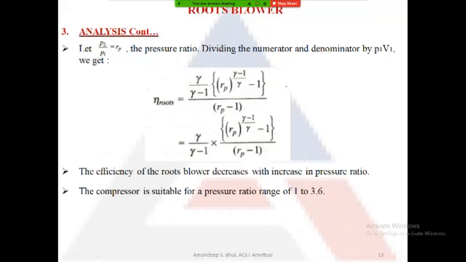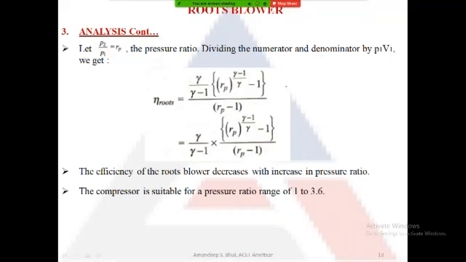Now if we replace P2 by P1 with the pressure ratio rp, the equation modifies to this equation here. It becomes gamma upon gamma minus 1 into rp to the power gamma minus 1 by gamma, minus 1, divided by rp minus 1. So this is the modified equation for the isentropic efficiency of a roots blower.